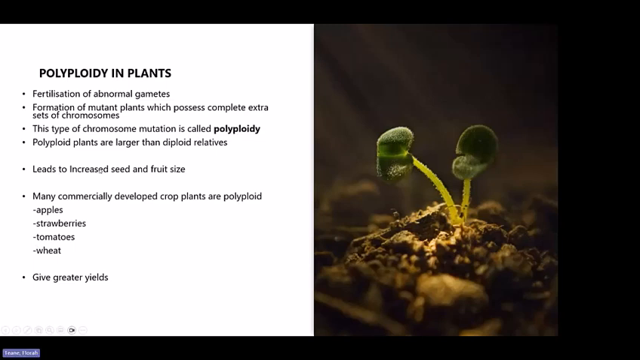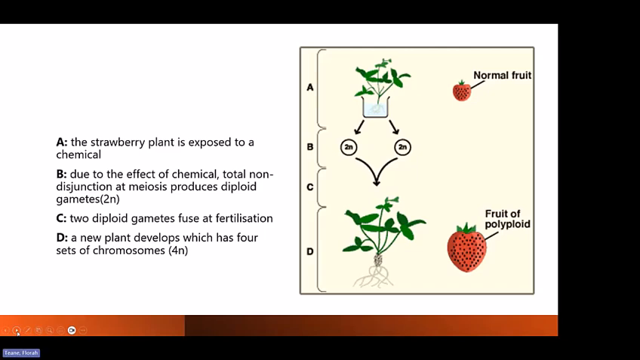Polyploidy in plants leads to increased seed and fruit size. Many commercially developed crop plants are polyploid. Example, apples, strawberries, tomatoes, wheat. And they give greater yields. It is a disorder, but agriculturalists are able to make use of chemicals to cause polyploidy in plants, which give greater yields. This is what I'm talking about.